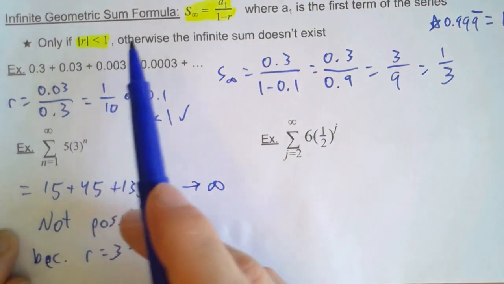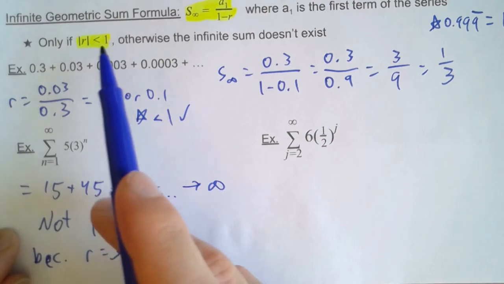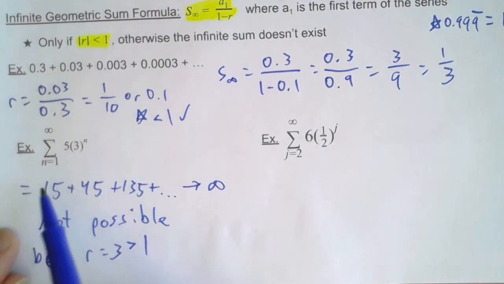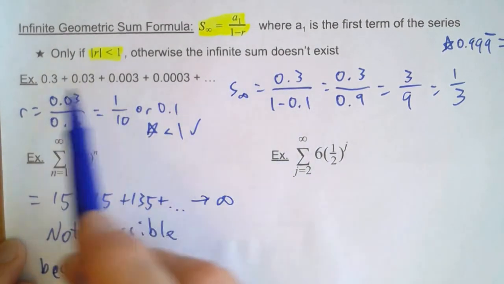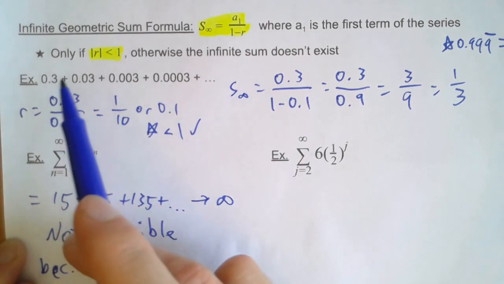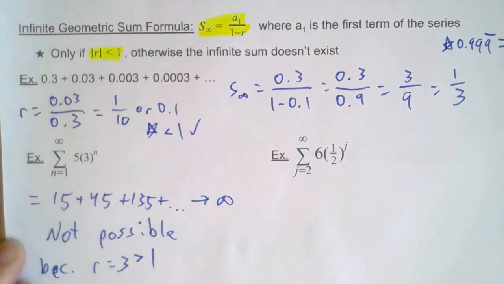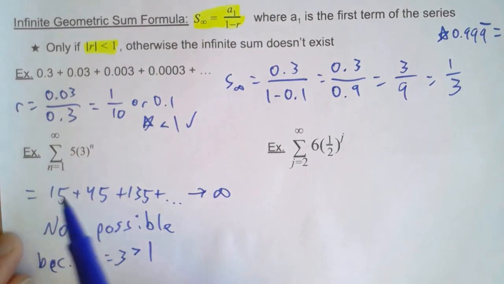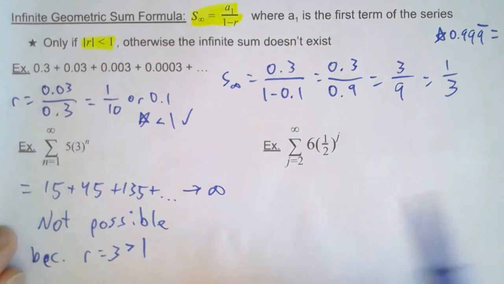And that's where this rule comes from, actually. If the absolute value of r is not less than 1, you have a series where the numbers are not approaching 0. To add up an infinite number of numbers, each one, the individual terms, have to be approaching 0. They have to be getting smaller and smaller and smaller, closer to 0. Otherwise, the sum just blows up. So that's the reason for that rule there.